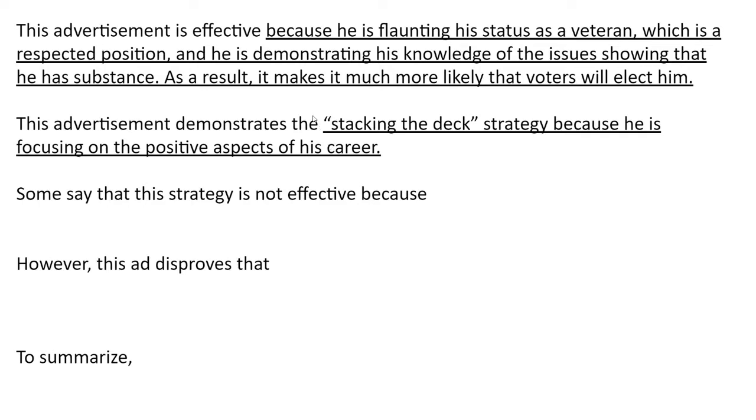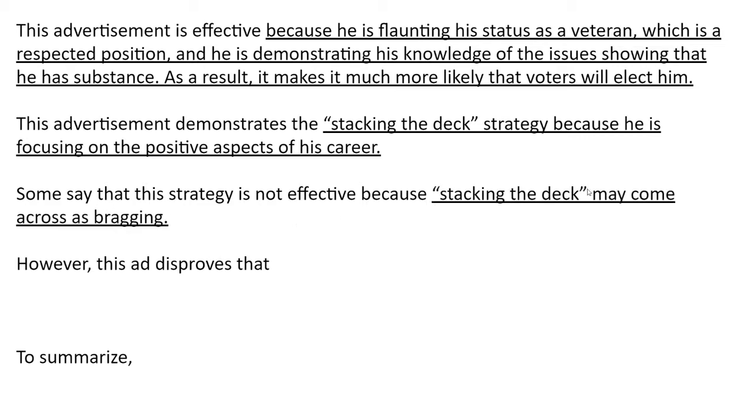That's simple as that. Now this is where you get the counter argument. So you've got to think why the strategy would not be effective. Notice it's not saying this ad is not effective, but the strategy itself is not effective. So some say that the strategy is not effective because stacking the deck may sound like bragging, right? And we don't always like people who brag. It comes across as arrogant, and there's a difference between arrogance and confidence. Okay.